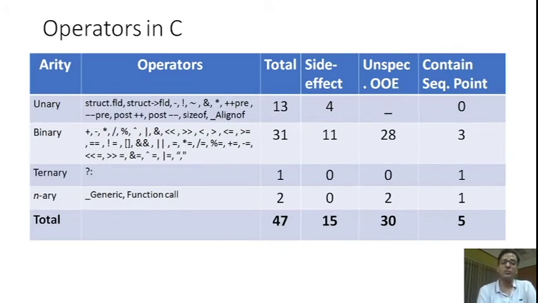To get a sense of how many operators involve side effects and are involved in unspecified order of evaluation, there are a total of 47 operators in C, of which 15 involve side effects and 30 are involved in unspecified order of evaluation.